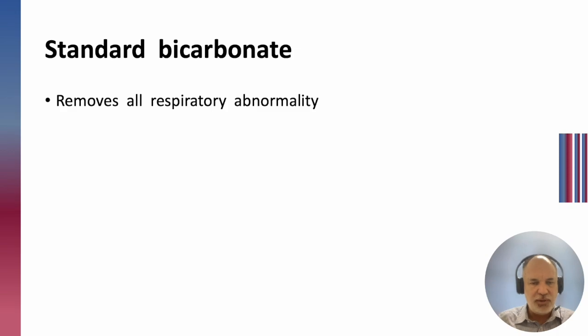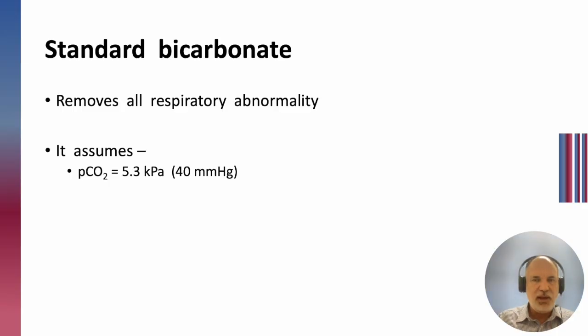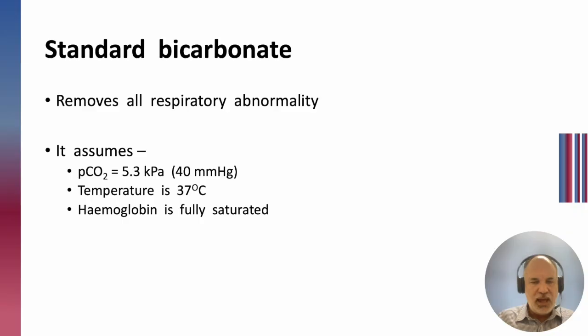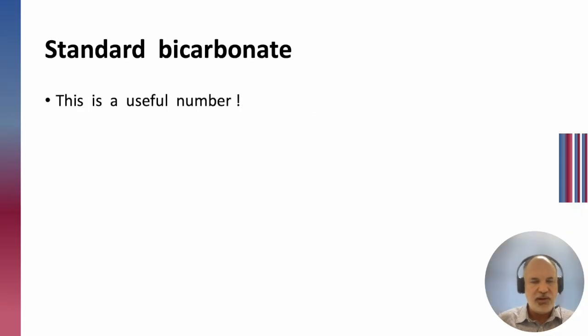Another variable that's produced is the standard bicarbonate, and here the blood gas analyzer will remove all the abnormality that is present in the PCO2 and then recalculate what the bicarbonate would be, and it assumes then that the PCO2 is 5.3 kilopascals, which is the midpoint of normal. And it also assumes the temperature is 37 and that the hemoglobin is fully saturated. And this is a useful number to us. And it identifies metabolic abnormality specifically.